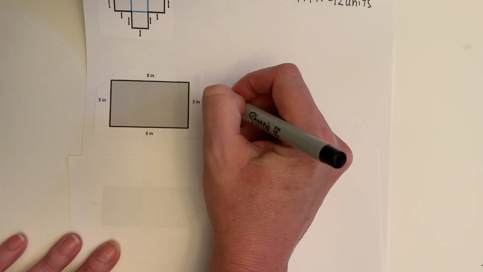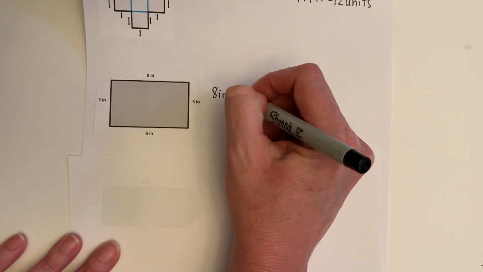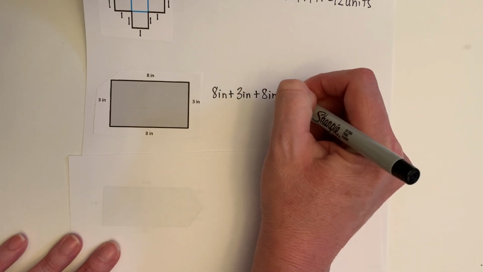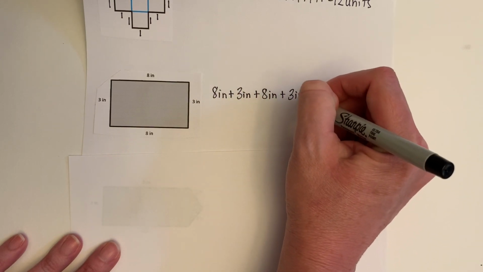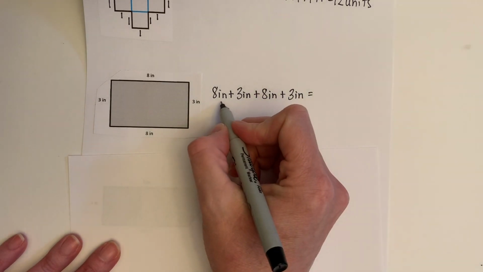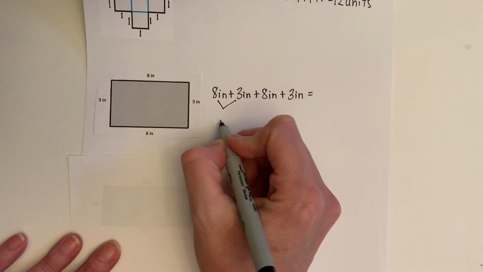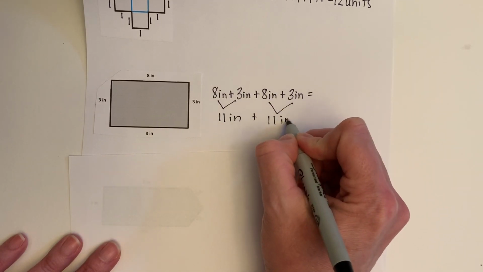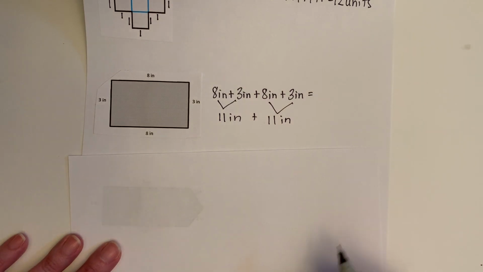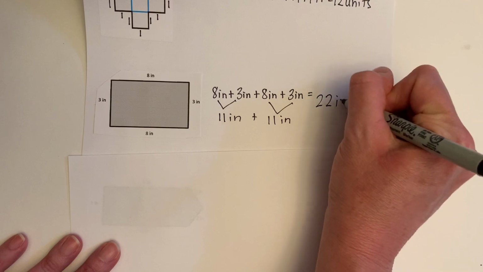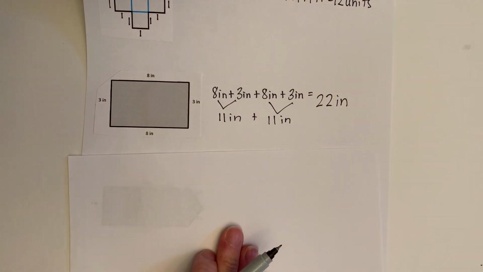So I have 8 inches plus 3 inches plus 8 inches plus 3 inches. Let's add those together. So I know that 8 plus 3 is 11. I have 8 plus 3, which is 11. 11 inches plus 11 inches is going to give me 22 inches. So the perimeter of this rectangle is 22 inches.